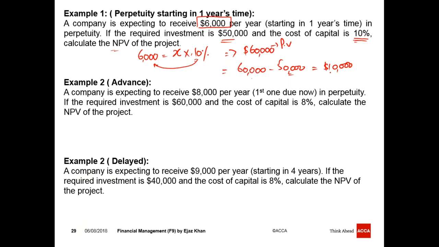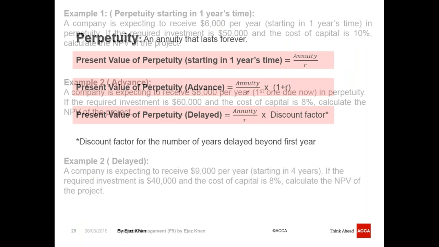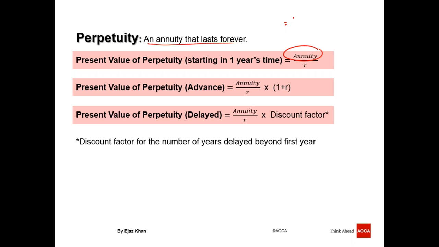So the formula for calculating present value of perpetuity is very simple. Annuity, that is 6,000, divided by discount rate, which was 10%. Here we go, $60,000. That's it. So these $60,000 are actually the maximum that this company should be investing against the $6,000 that it will be receiving every year forever. I hope it's clear.